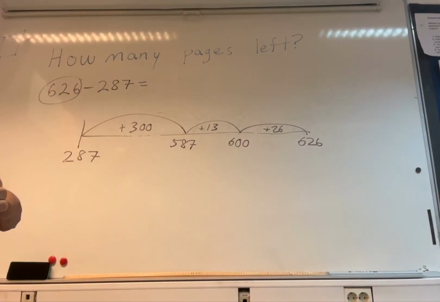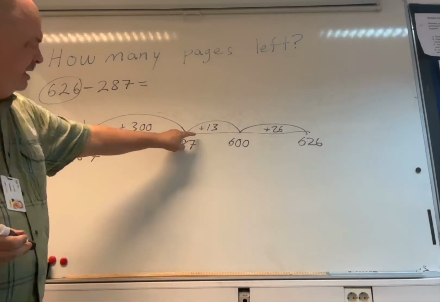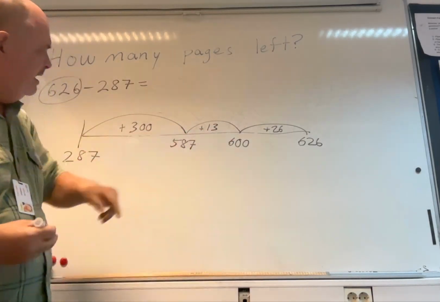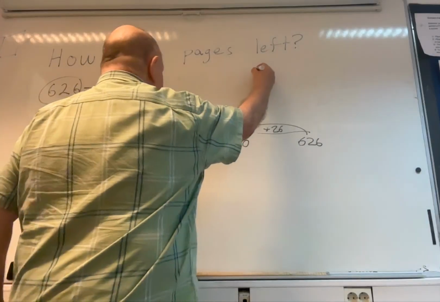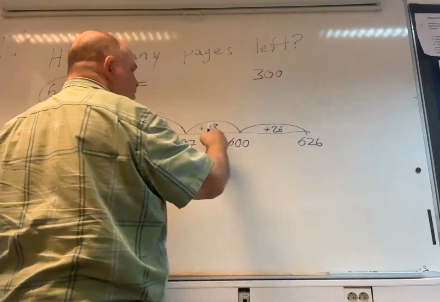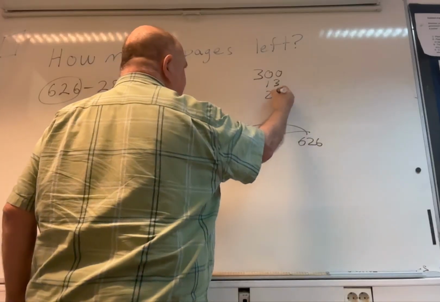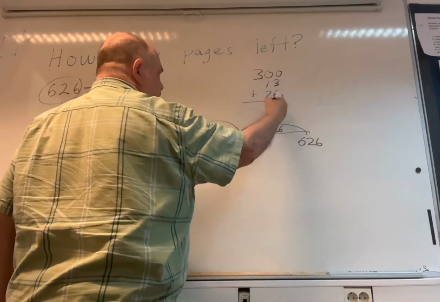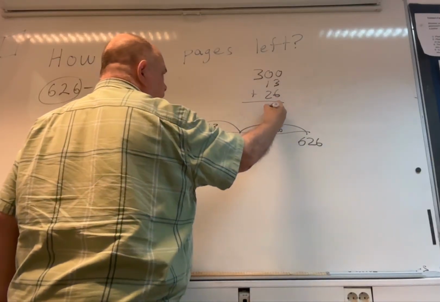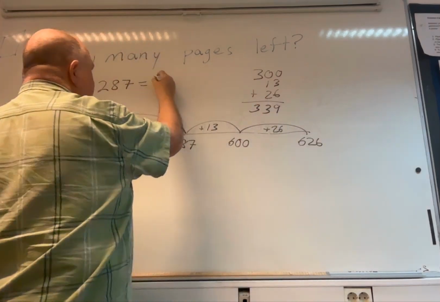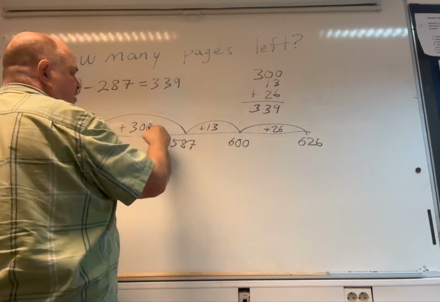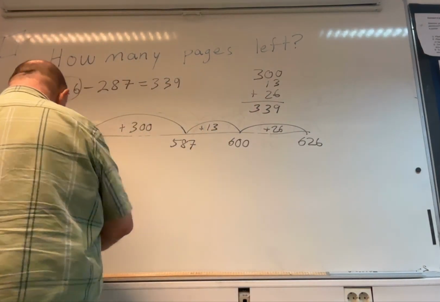Now the adding's a little bit different because I got double digits here and here, okay? So I'm going to line them up just to make sure I do it correctly. 300 plus 13 plus 26. 6 and 3, 2 and 1, and 3. 339 is this total here, okay?